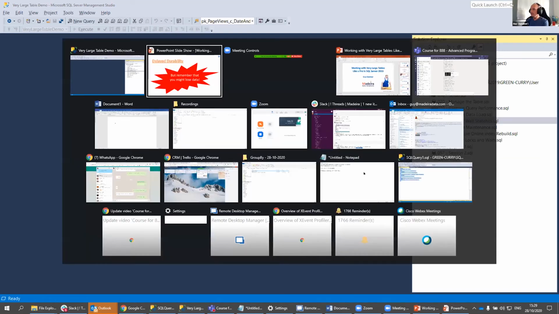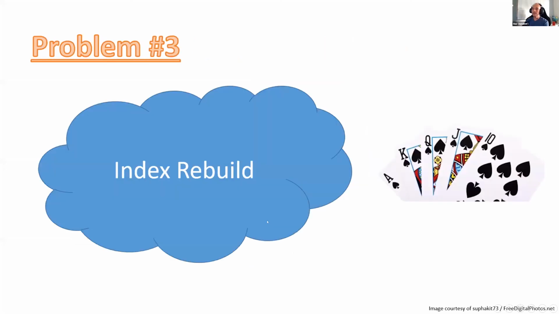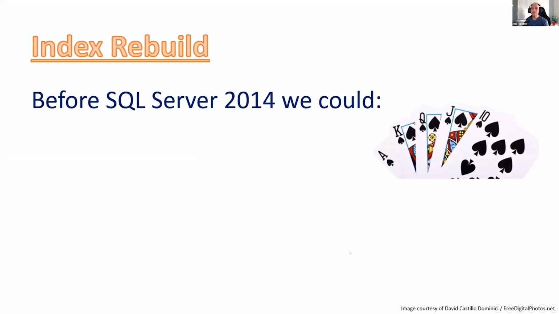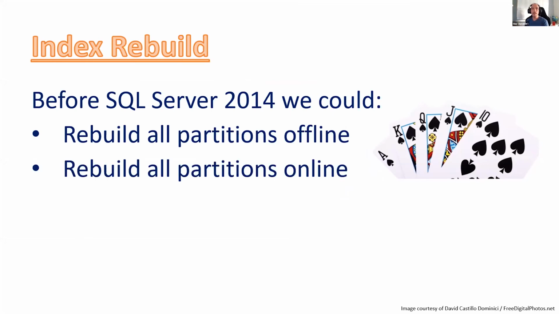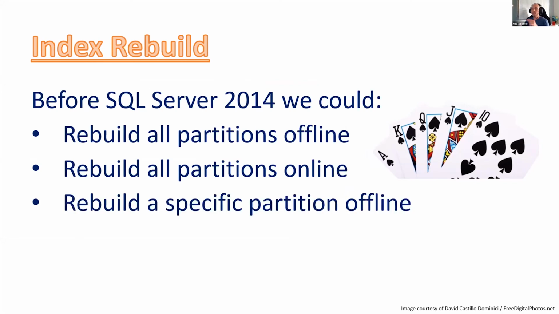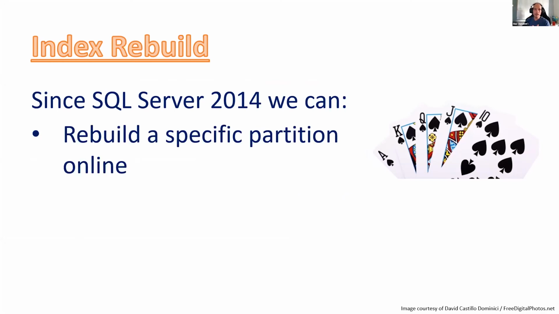Let's move on. This is a race against time. Let's talk about maintenance, because I have some important things to show you. First, index rebuild. Before SQL Server 2014, we could rebuild the entire table or partitions offline. We could rebuild all the partitions online, with online index rebuild available only in Enterprise Edition. We could also rebuild a specific partition offline. Only starting with SQL Server 2014, I don't know why, can you rebuild a specific partition online. But of course, if you're using 2019, 2017, or so on, you're good.